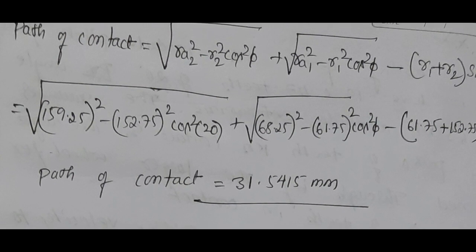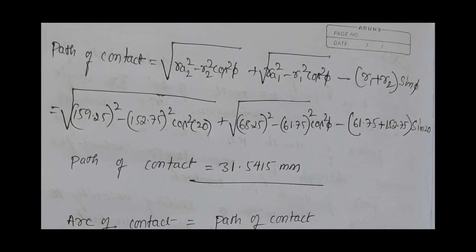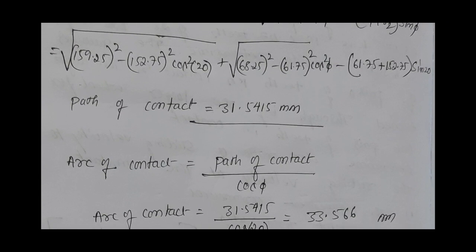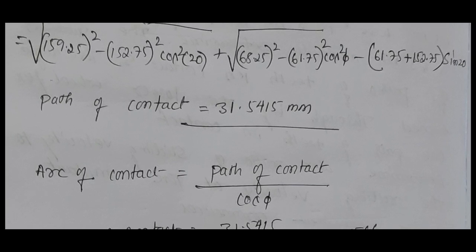Substitute the values, that is RA1, RA2, R1, R2 as well as phi, the pressure angle. You will come to know that path of contact is equal to 31.5415 millimeter by calculating this. Now, path of contact we come to know that. So if we know the path of contact, we can easily find out the arc of contact.